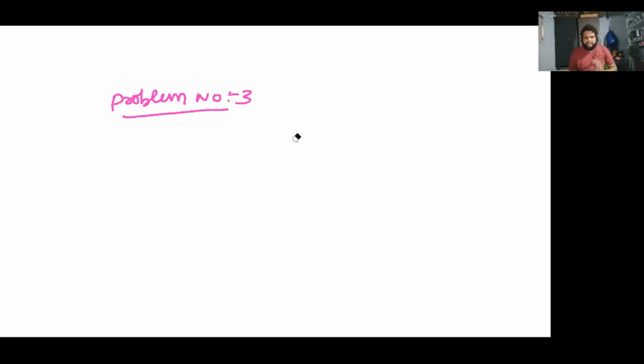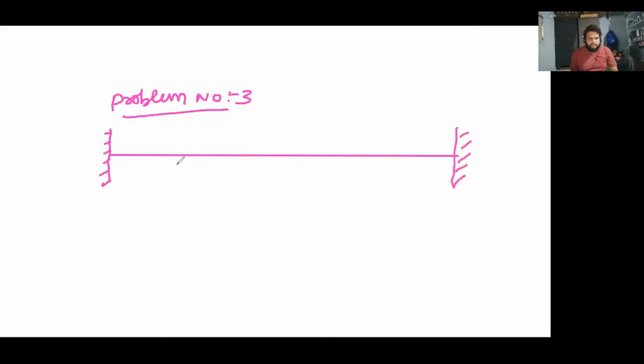So whatever I have read now, I will be drawing the figure. A continuous beam ABCD means it is having 3 spans. Here both ends are fixed, this end is also fixed, and there are 2 supports. So ABCD is 20 meters long, so the total is 20 meters over 3 spans.